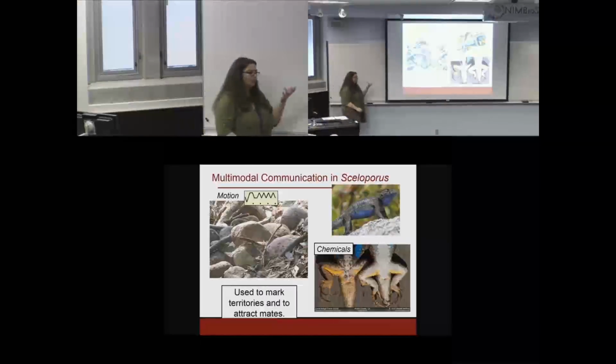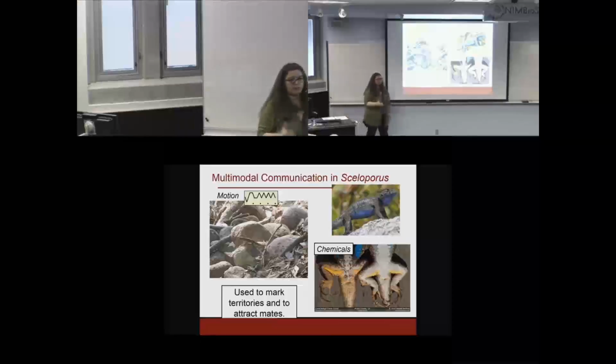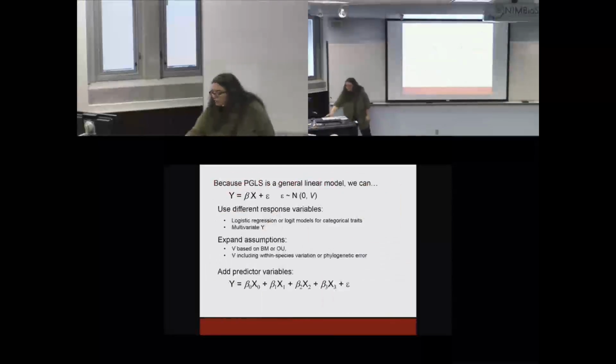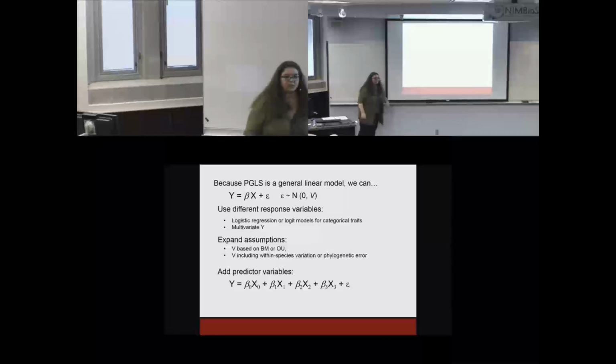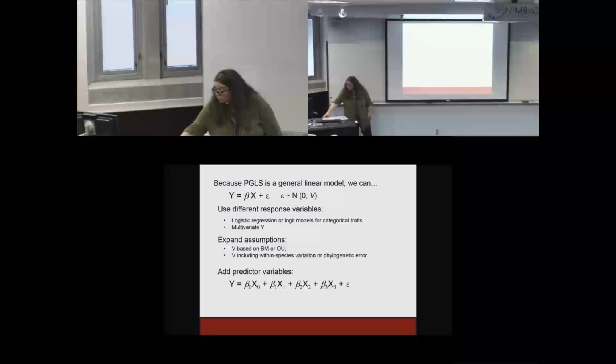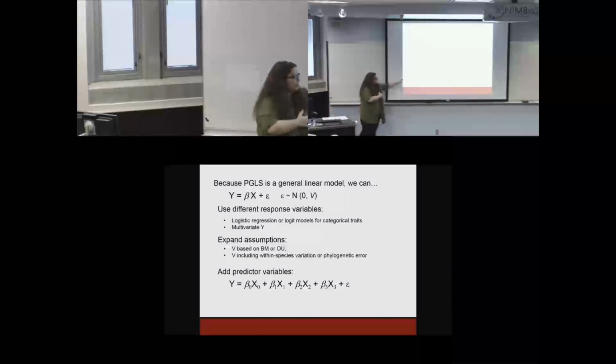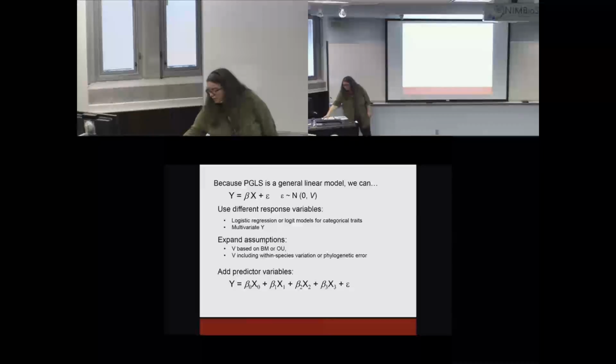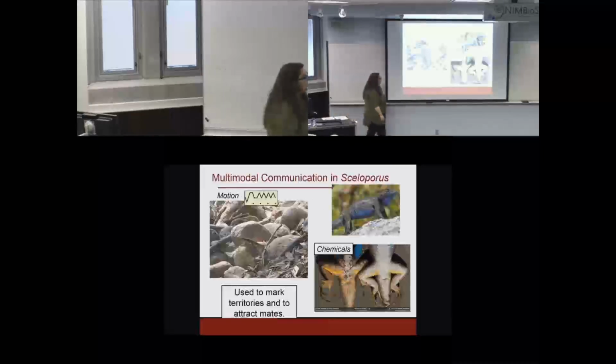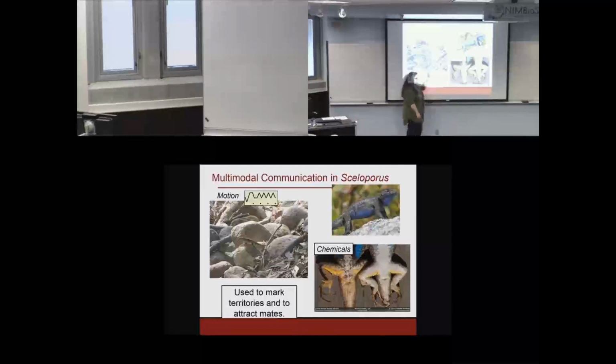Okay, I wanted to give you just one quick example of adding predictor variables. Let me go back. This is why I put this on the bottom here, and they went in the wrong direction. I wanted to give you one specific example just to get it in your head what you can do. In my lizards, I talked about motion and chemicals, but I didn't mention that they also have color. They have a color signal.